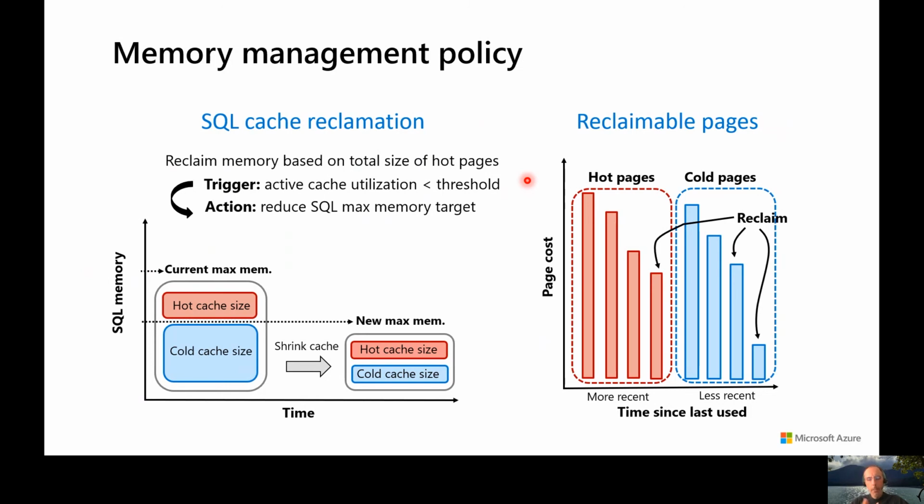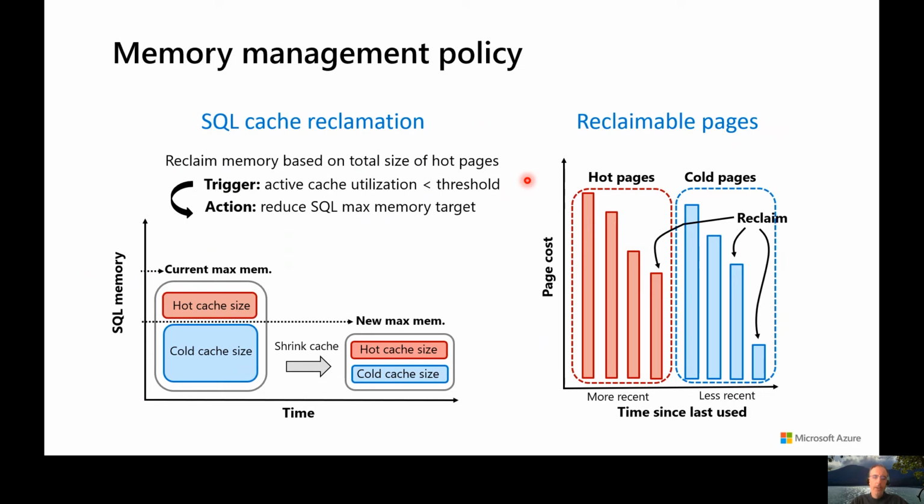And then on a periodic basis, we calculate the total size of all of the hot cache entries and then compare that relative to the size of the total cache itself. So we're taking, in a sense, the ratio of hot cache entries in terms of their size to the total cache size, the active cache utilization, in other words. And if that utilization of active cache is below threshold, if it's low enough for long enough, then we take an action to reduce the SQL memory target.